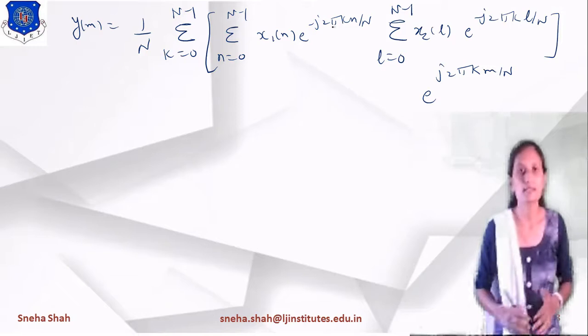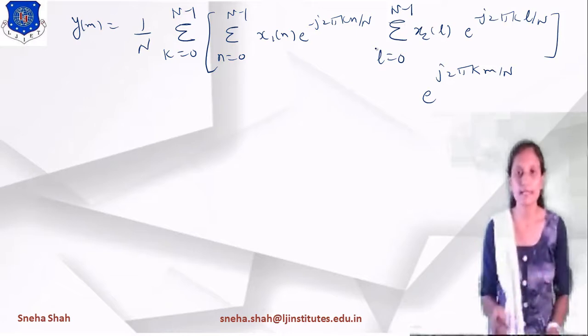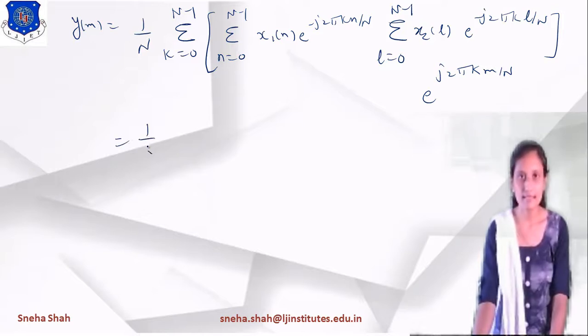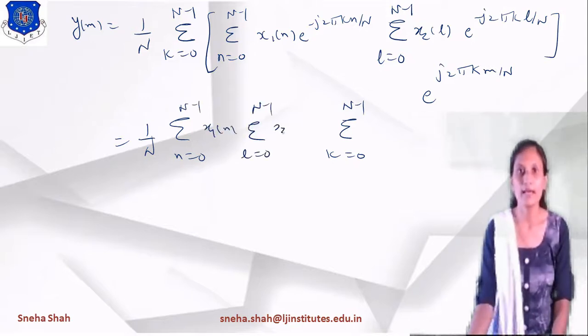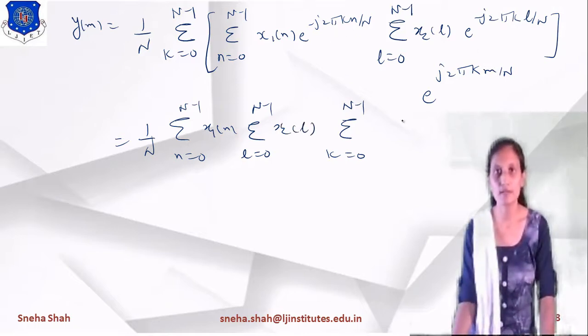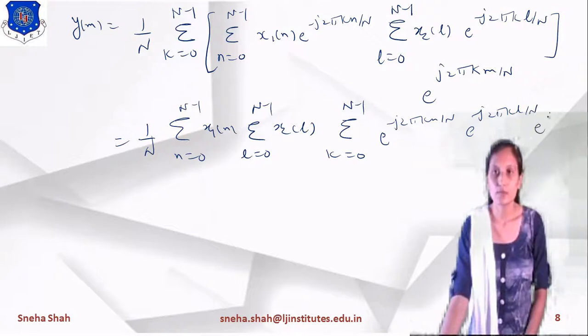Now if we are simplifying this, what is the rule? If there is more than one summation, then we interchange the order of the summations. So what will be the term? 1 by N stays as it is, and this summation goes over here, so summation k equals 0 to N minus 1 is written first. Then summation n equals 0 to N minus 1 x1 of n, summation L equals 0 to N minus 1 x2 of L. Now we put these three exponential terms over here: e raised to minus j 2 pi kn by capital N, e raised to minus j 2 pi kL by capital N, into e raised to j 2 pi km by capital N.